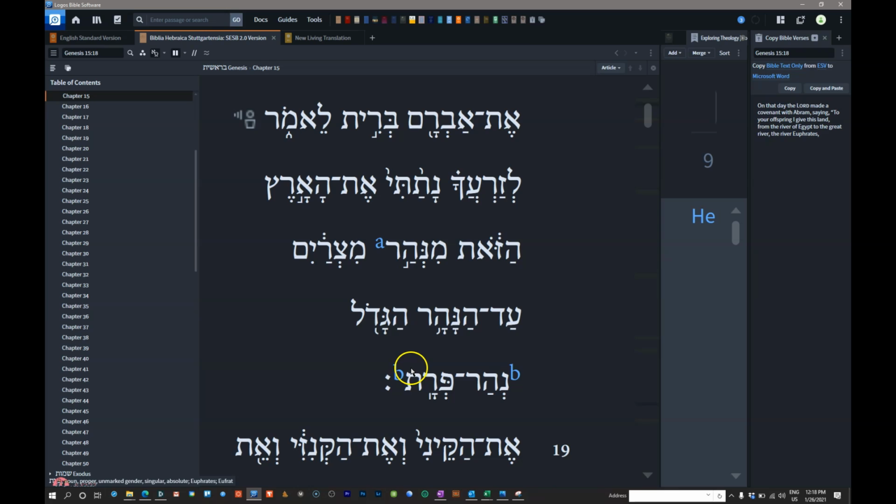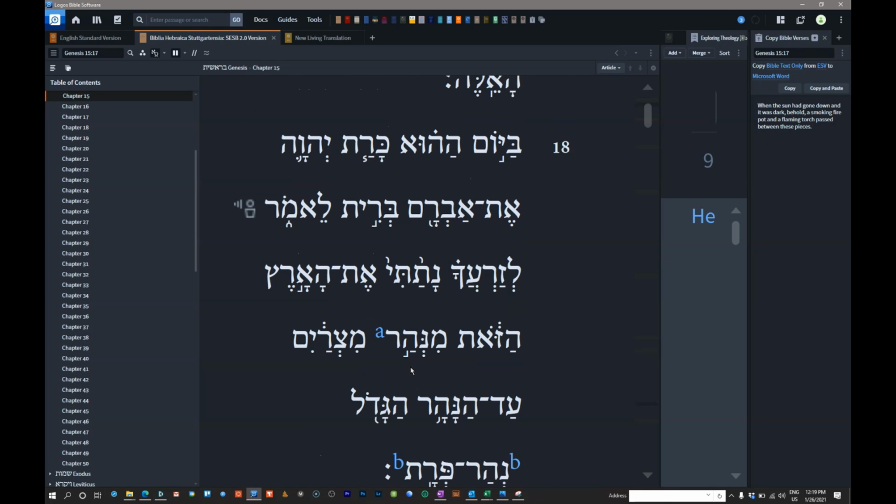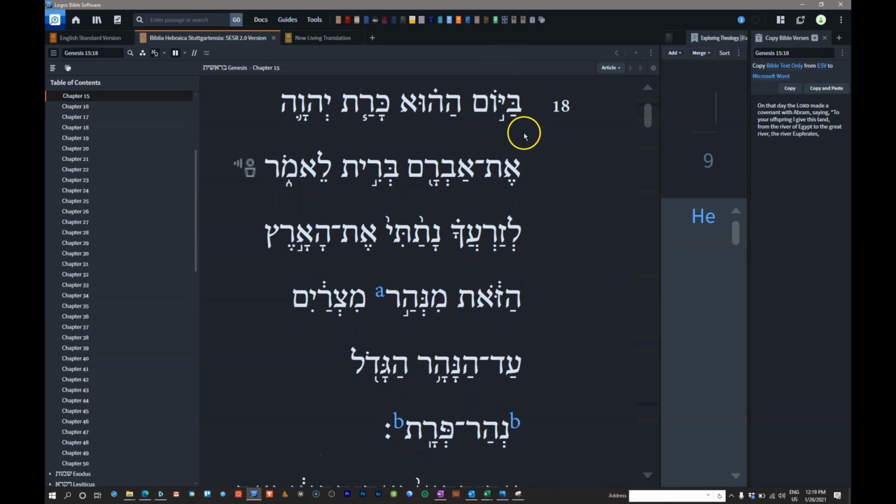All right, so backing up again, we've got in that day, or on that day, the Lord cut with Abraham a covenant. So he made a covenant with Abraham saying, to your offspring I have given this land from the river of Egypt to the great river, the river that is Euphrates.